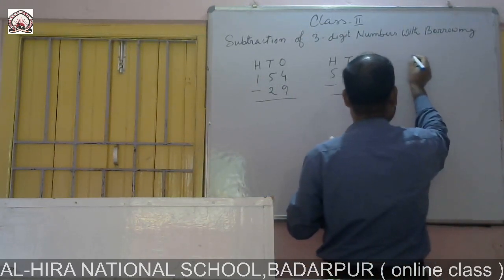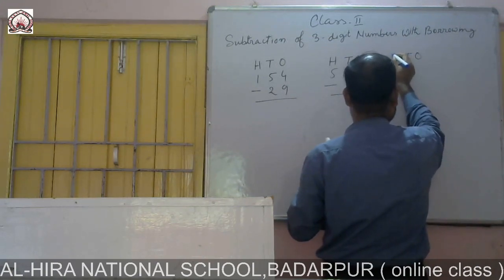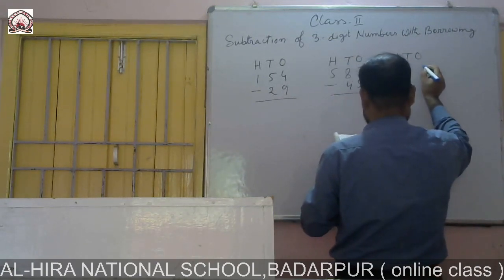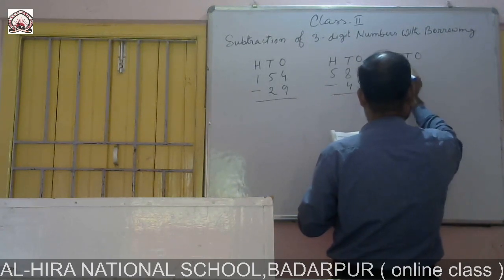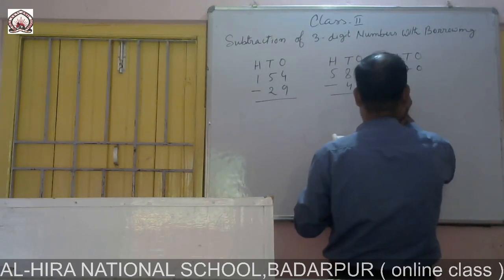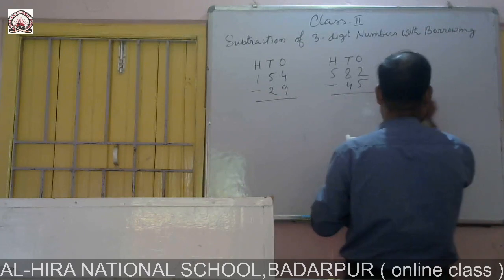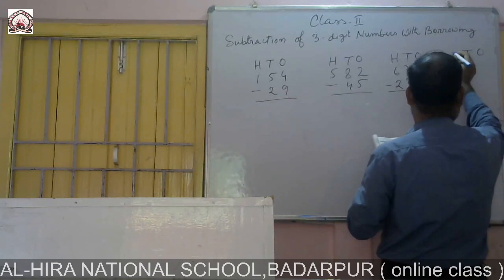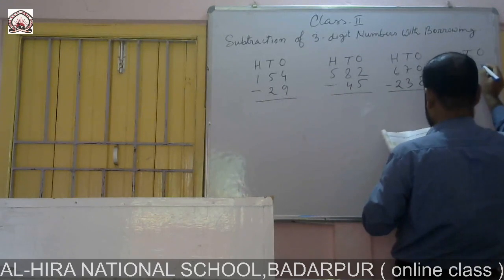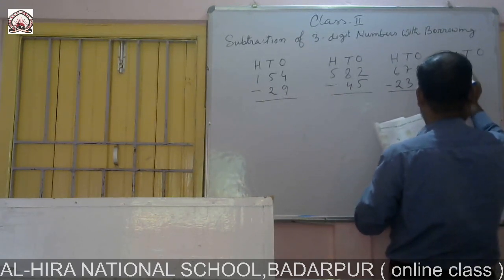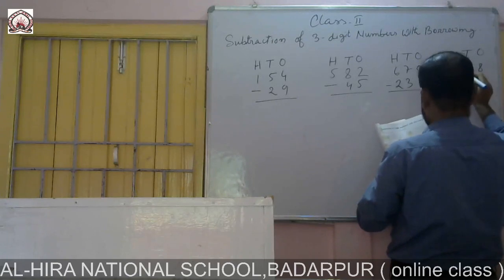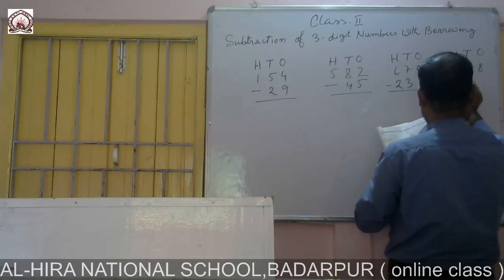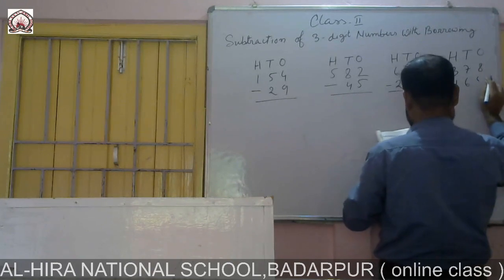Next, ones, tens, hundreds. It is 670 minus 238. Ones, tens, hundreds. So it is 378 minus 169.